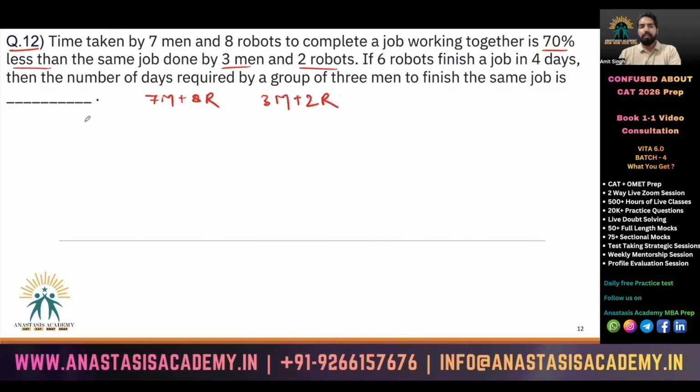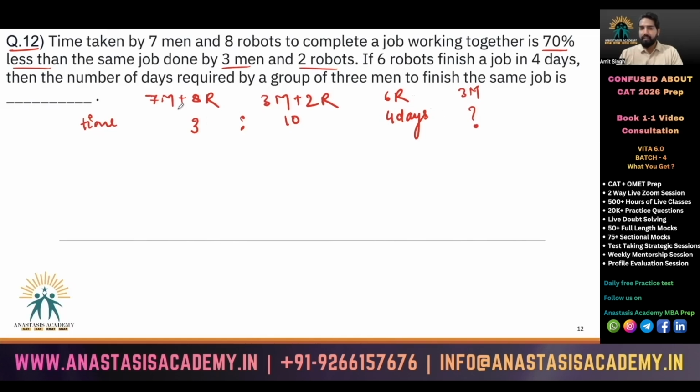So the ratio of time taken by them is given as: if this team takes 10 units of time, then the first team takes 70% less time. So it can do the same job in 3 units of time. Now, if six robots can finish the work in 4 days, then I need to find the number of days required by a group of 3 men to finish the same job.